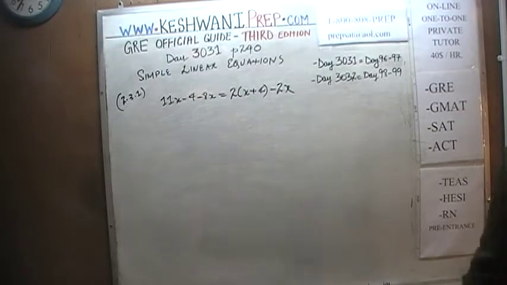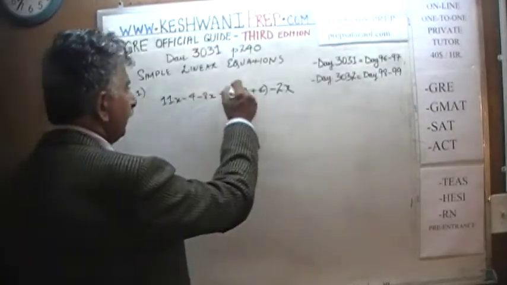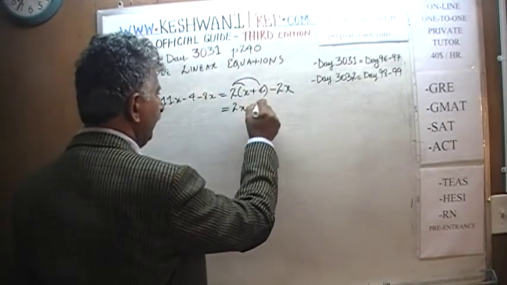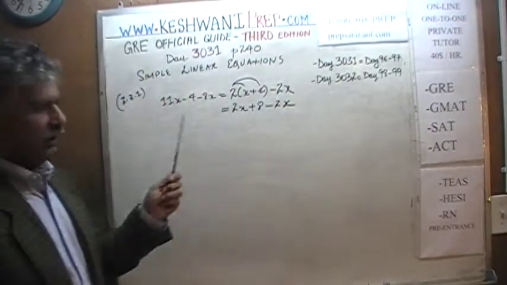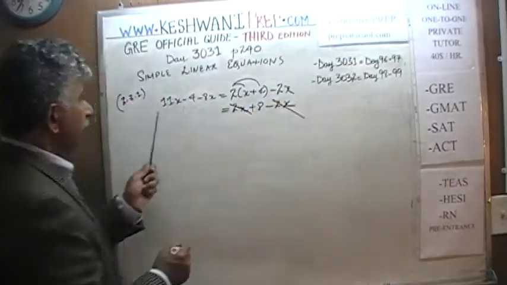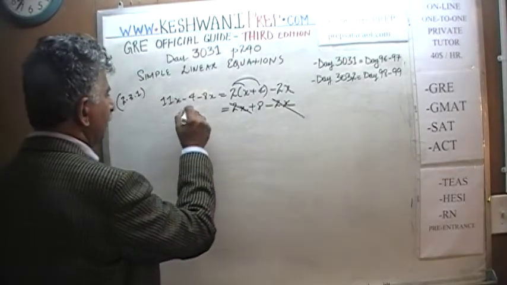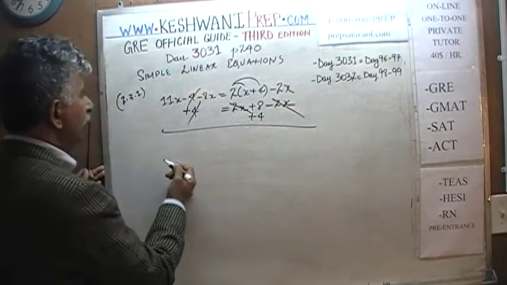Let's see what we can do here. The very first thing we need to do here is to open this parenthesis. So let's do that. 2 times x is 2x, 2 times 4 is 8, then we have a 2x. Oh, there we go. We have a positive 2x and a negative 2x. We can kill that. We need to bring the 4 to the other side. So let's add 4 to both sides. The 4 is going to drop out.